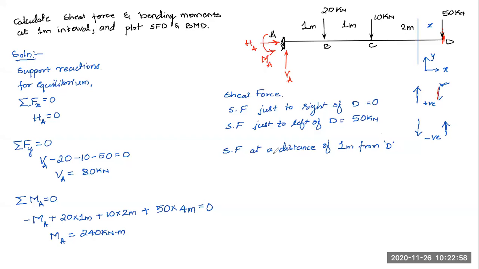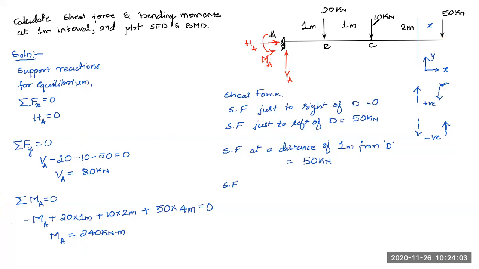Now when I move to a distance of 1 meter, what happens at that point? Again, there is no other force other than this 50 kilonewton load. So what will be the value of shear force? It will be just 50 kilonewton over there. So this will be again 50. What about the sign? It will be plus. Why? The force is to the right side of my section and acting in downward direction. So this particular sign convention indicates that it is positive. So plus 50.